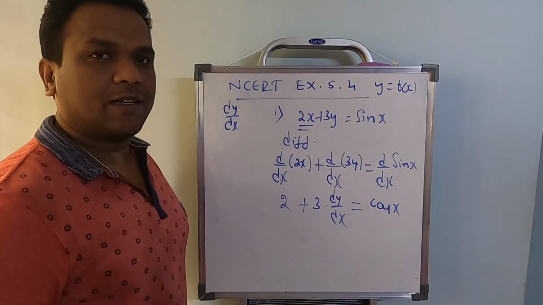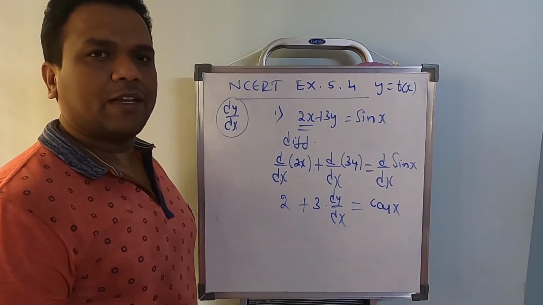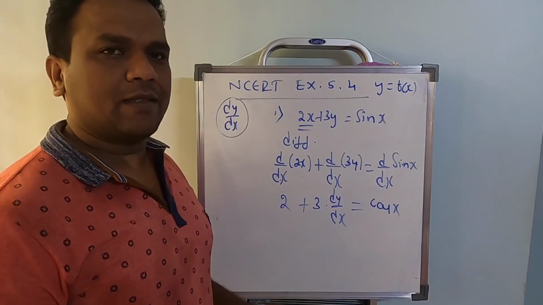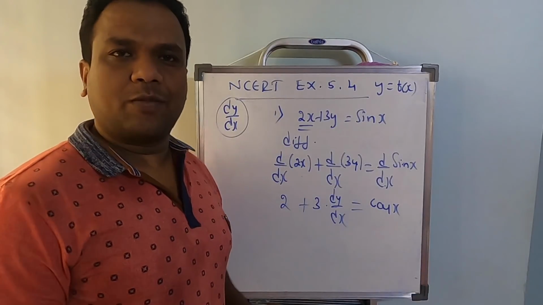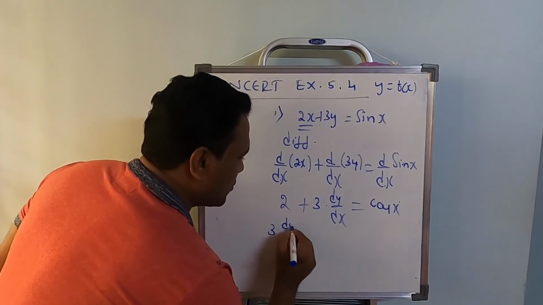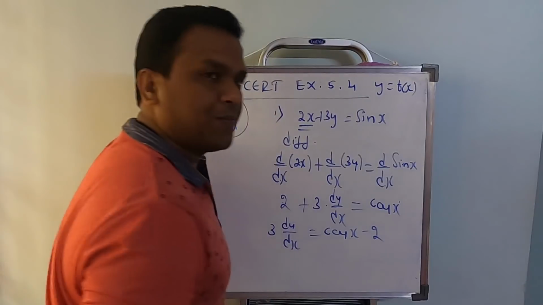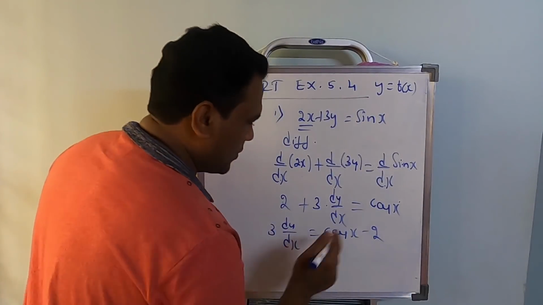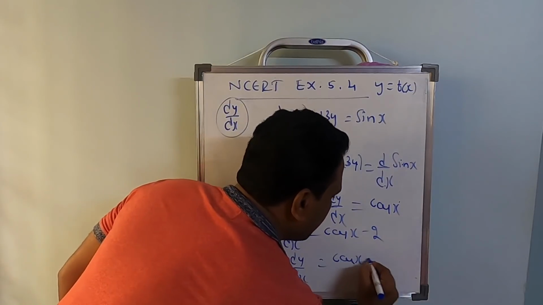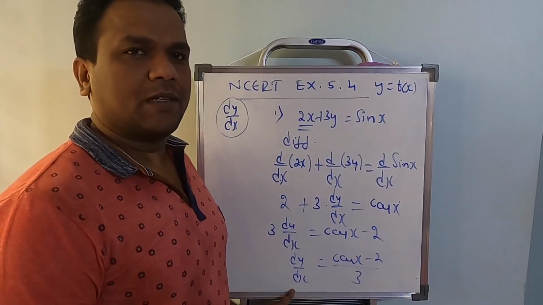But differentiation done is not enough. Finally, you need to concentrate on finding the value of dy by dx. So simplification should be done till dy by dx is on the left side, and the remaining terms on the right side. So first shift 2 to the right side. 3 into dy by dx equals cos x minus 2, and now shift 3 to the right side. dy by dx equals (cos x minus 2) by 3. So that's the simplest form of dy by dx.